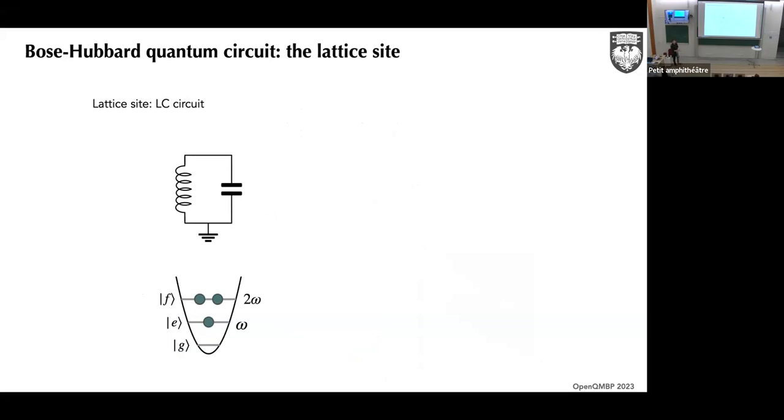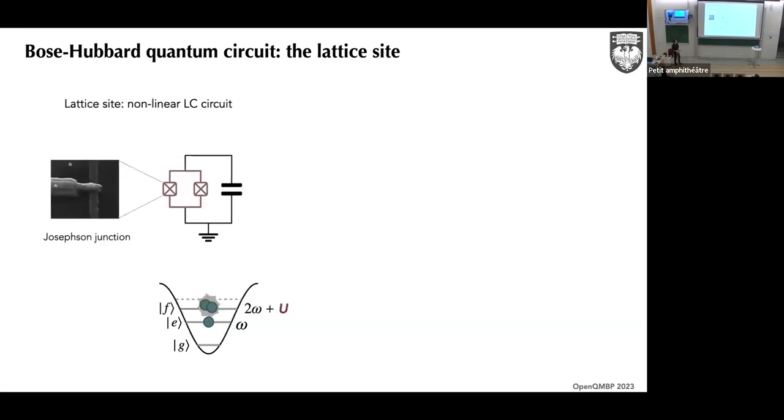Of course, you wouldn't be able to do any type of quantum computing or quantum simulation if you just had linear circuits. So, as I said, we have to introduce interactions. The easiest thing that you could do is replace this inductor with a Josephson junction. And this essentially gives you this on-site Hubbard interaction.